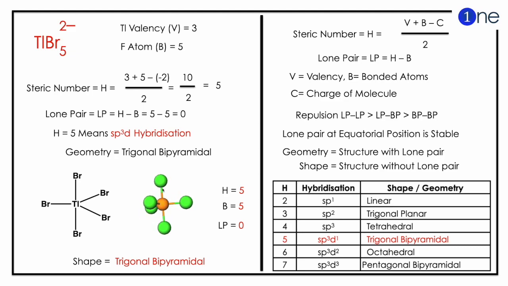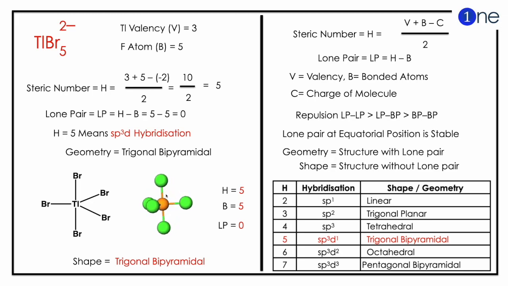To find the hybridization, you should know the steric number, which is H equals (V plus B minus C) divided by 2. The V represents valency, which is 6, and the bonded atom is bromine, which is 5. So if you substitute in the formula, 6 plus 5 minus of minus 2, which gives 10 by 2 equals 5. The lone pair will be H minus B, which is 5 minus 5 gives 0.